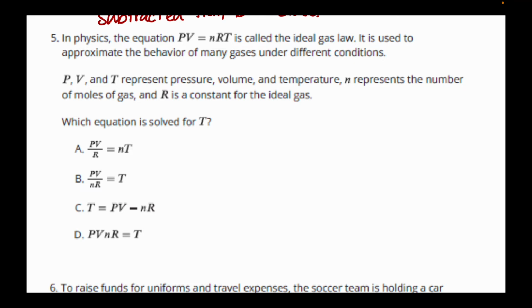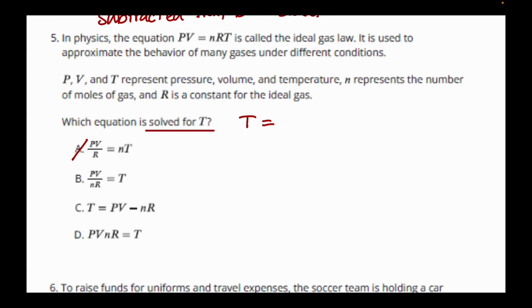Here they're asking us which equation is solved for T. Well, if it is solved for T, that means T needs to be by itself. We should have T equals, or something equals T. So right away, we can say it's not A because T is not by itself. It has an N next to it.